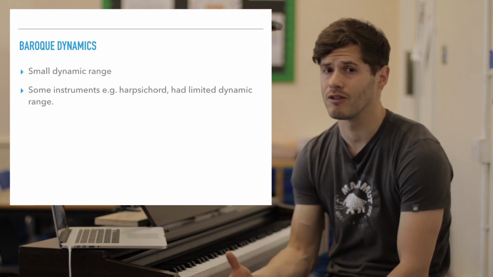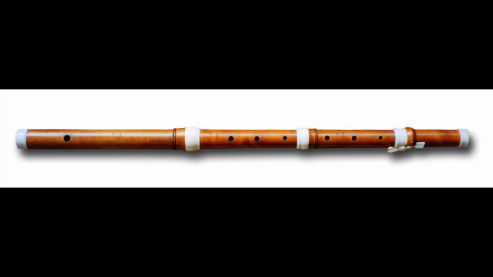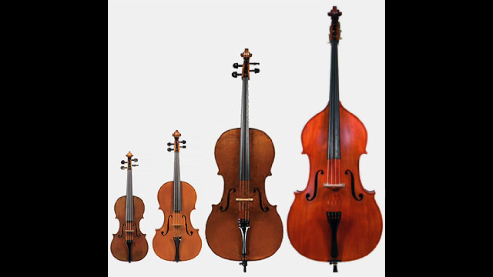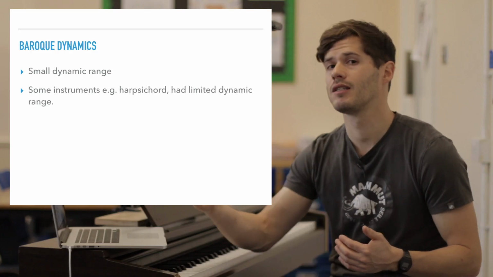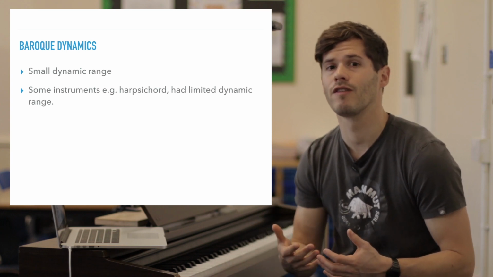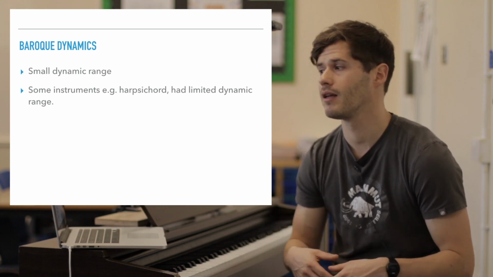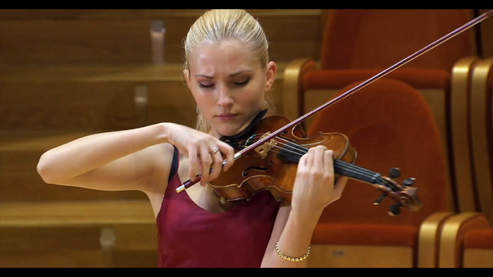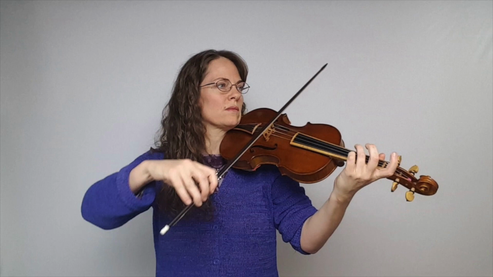But this isn't true of other instruments. You've got instruments like the violin, the flute, double bass. All of these instruments, you're able to play quite a wide range. As we move into later times, though, these instruments would be developed and they're able to play much louder. So a modern-day violin is much louder than a Baroque violin.